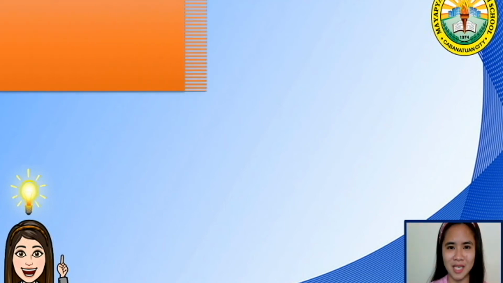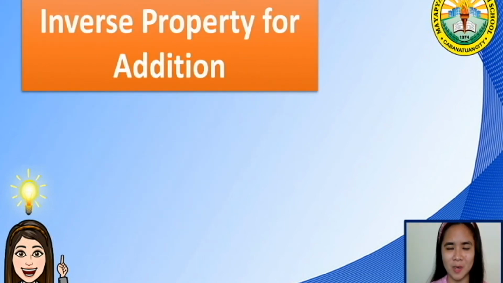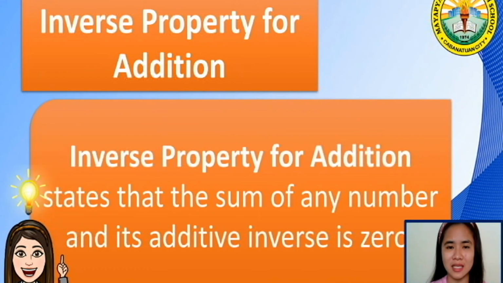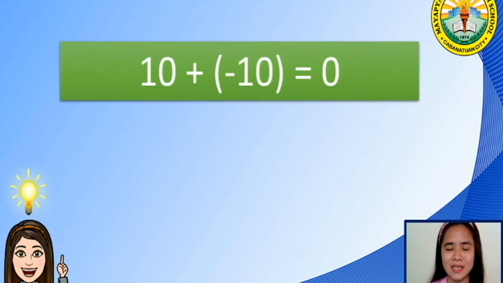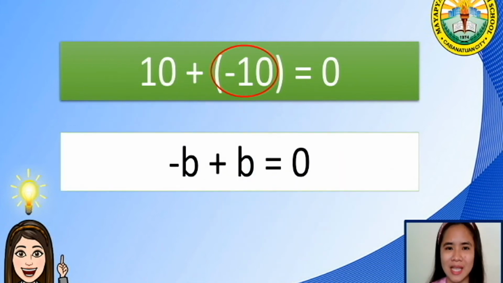Our next property is the inverse property for addition. It states that the sum of any number and its additive inverse is 0. Let us have an example. 10 plus negative 10 is equal to 0. Negative 10 is the additive inverse of 10. That is why 10 plus negative 10 is equal to 0. Same goes with negative b plus b is equal to 0. b is the additive inverse of negative b. That is why negative b plus b is equal to 0.